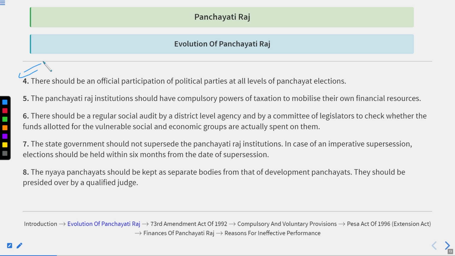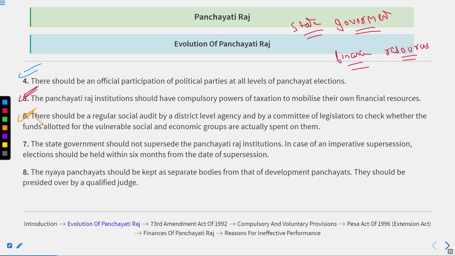Thereafter, they said there should be an official participation of the political parties at the levels of panchayat elections so that the panchayats could be politicized and the local matters and local issues could be dealt with effectively. The Panchayati Raj institutions should have compulsory powers of taxation to mobilize their own financial resources. It means that they must not be dependent upon state government financial resources. Instead, they must have their own financial resources so that they could fulfill their financial needs.